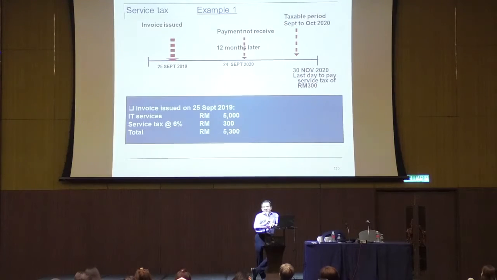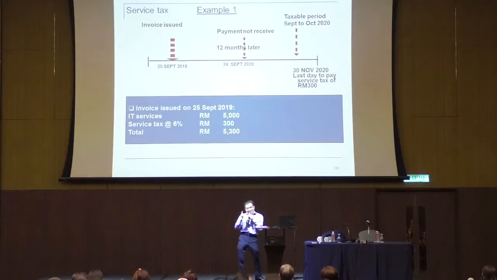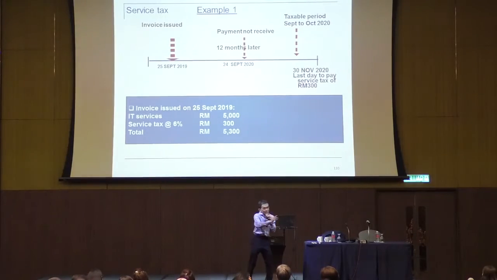Issue the invoice 25th of September 2019. Next year, 2019. And I didn't receive any payment 12 months later, which is 24th September 2020. So now, take note. The first thing you need to know is September 2020 falls into which taxable period? Remember, your taxable period is every 2 months onward, right? So let's say September 2020 falls into the taxable period September, October.